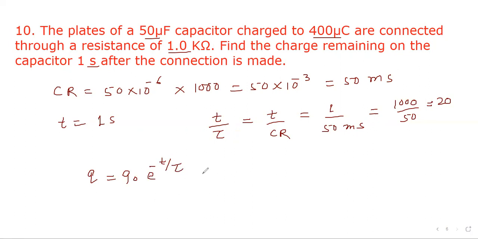So in our question, Q0 is CV. So capacitance is this much and the voltage. Here the total charge in our question is already given, 400 microcoulomb. So that is 400 into 10 to the power minus 6 into e to the power, the value of t upon tau we have found as 20. So minus 20.